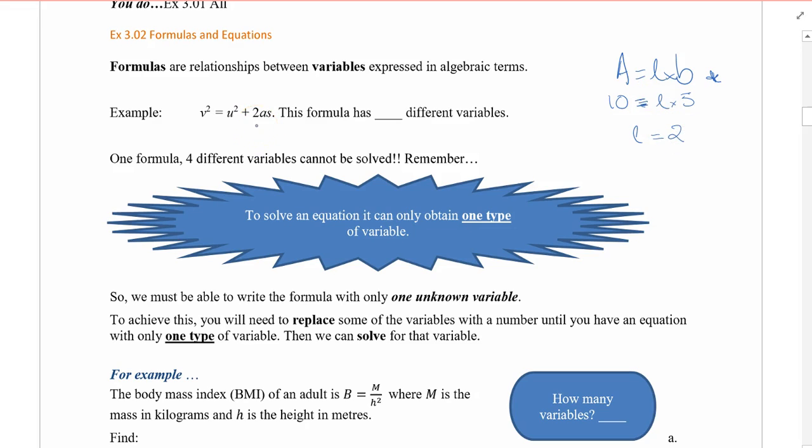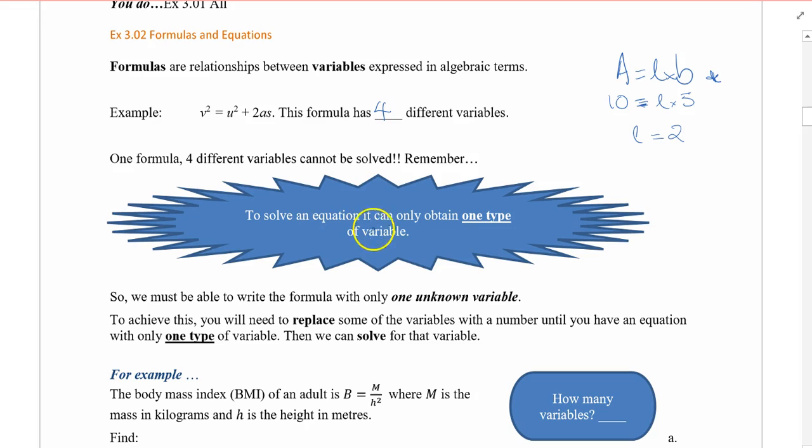A common formula that you come across in science is v squared equals u squared plus 2as. Now, just mathematically looking at that, even if we don't understand the physics, we would say this formula has 4 different variables. If we're going to use that formula to solve, we have to be able to substitute numbers for 3 of the variables. Then we would create an equation with just one variable left, and we would be able to solve that equation.